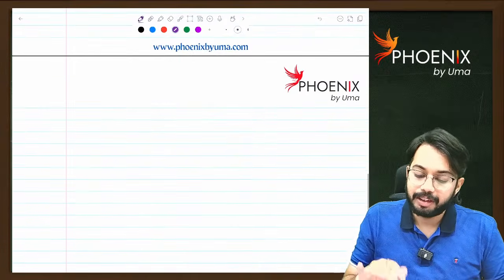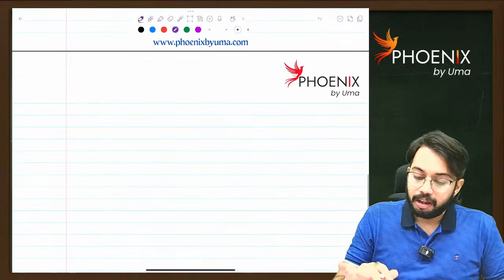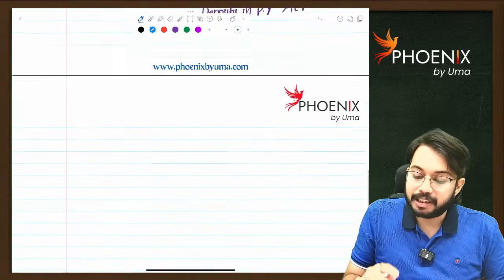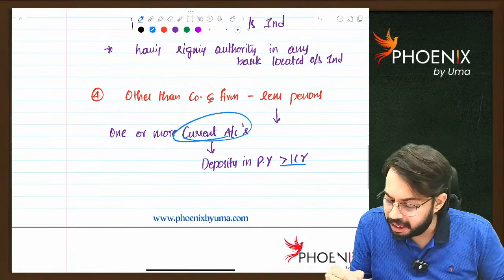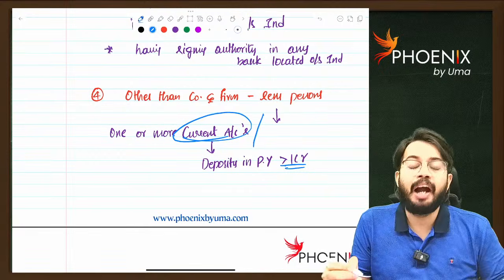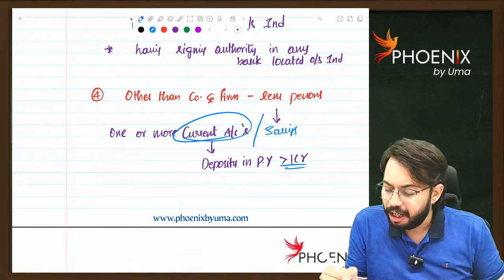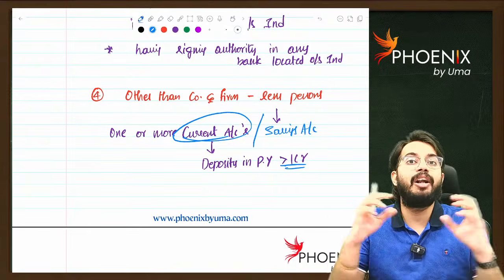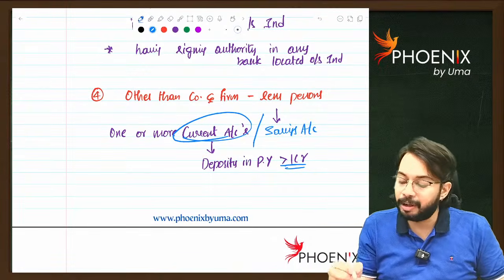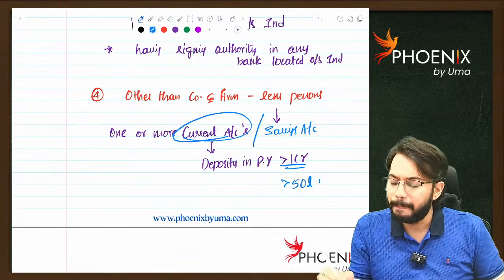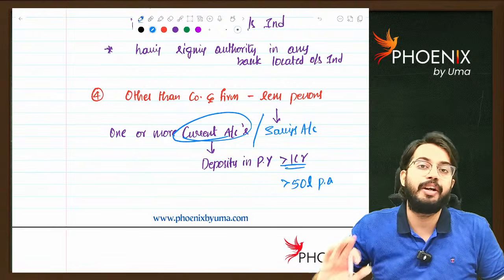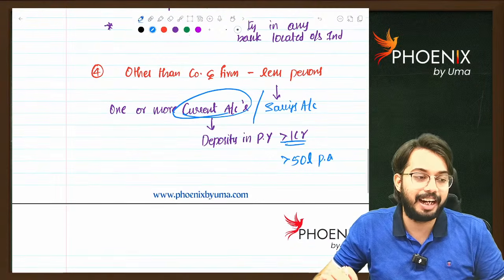Next. In case of other persons, see, for a current account the limit is 1 crore rupees. Let's say I did not have a current account, but I have a savings account. If I am having one or more savings accounts, if total deposit is more than 50 lakh rupees per annum, then also I am mandatorily required to file ITR. Are you able to understand?